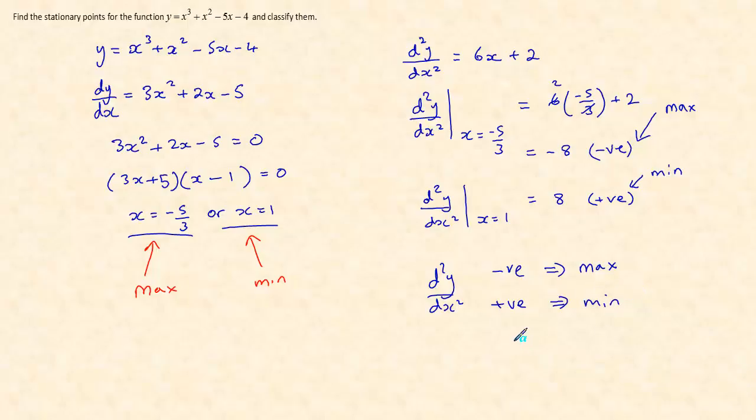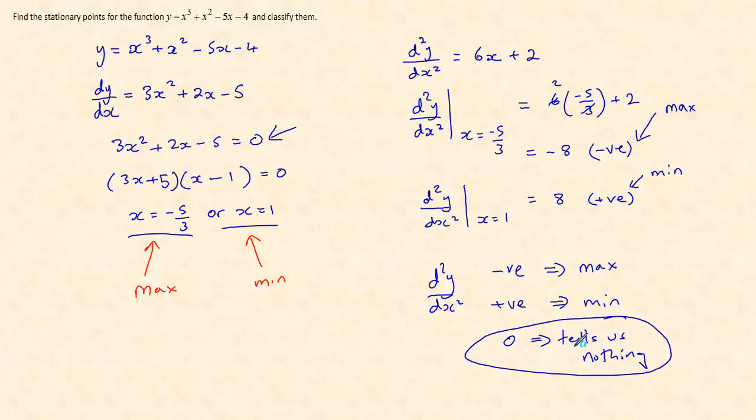Now a lot of students therefore think that if it's 0, that means a horizontal point of inflection, but in fact 0 tells us nothing. At least 0 tells us nothing when dy dx is 0 as well. So if it's 0, it could actually be a maximum, a minimum, or a point of inflection. So in this particular case, we would then go ahead and use a sine table.